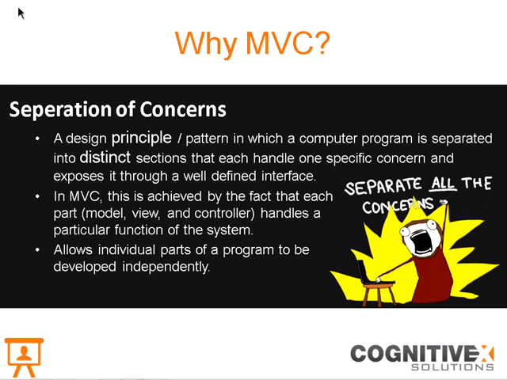It's a design principle or pattern in which a computer program is separated into distinct sections that each handle one specific concern and exposes it through a well-defined interface. In MVC, this is achieved by the fact that each part of the system, the model, the view, and the controller, handles a particular function of the system. And each of them are very distinct and decoupled from each other, which then allows the different parts of the system to be developed in parallel and separately.